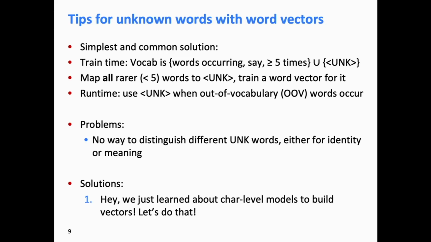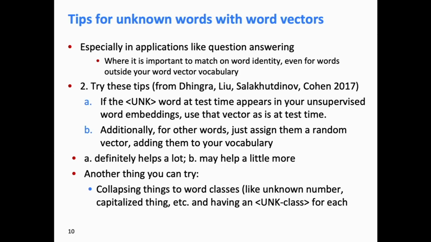And so one way to fix that is what we talked about last week. You could say, well, words are made out of characters. I can use character representations to learn word vectors for other words. And you can certainly do that. You might want to try that. That adds some complexity. But especially for things like question answering systems, there are a couple of other things that you can do that work considerably better, and they've been explored in this paper by Dhingra et al.